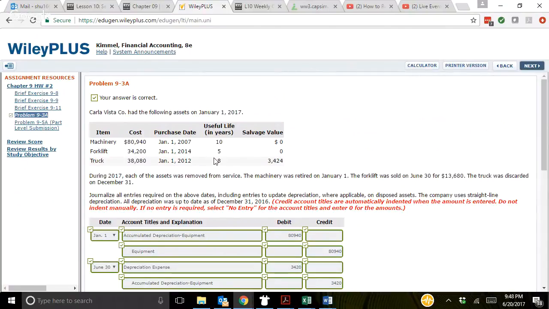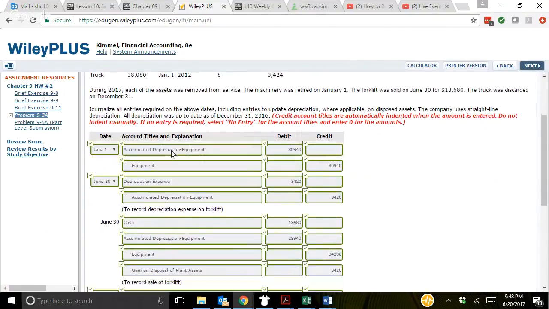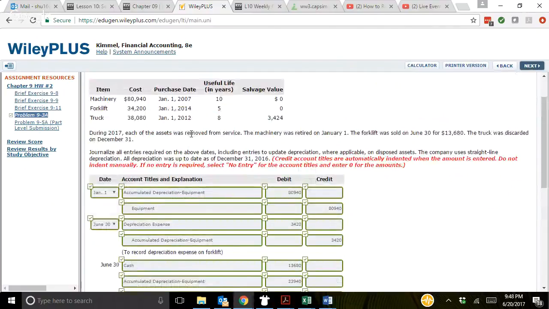So the first thing that we look at here is, there are three different pieces of assets that we're trying to record journal entries for. The first one is machinery. So what we're doing is we're updating this. The first thing we do is we update the expense, and for the machinery, it's just retired on January 1st. So what we do is we show that it's completely depreciated.